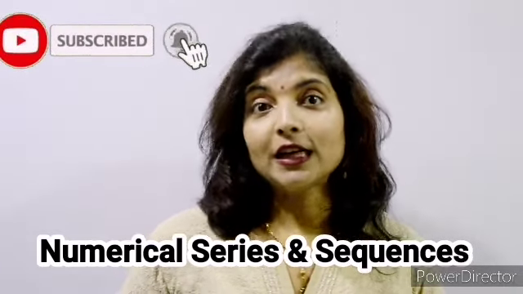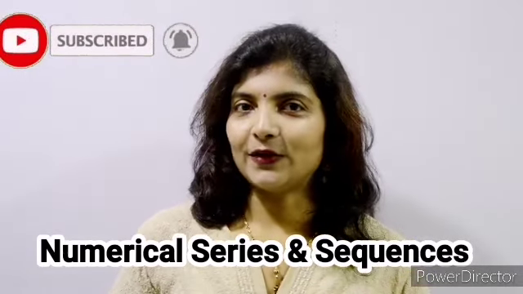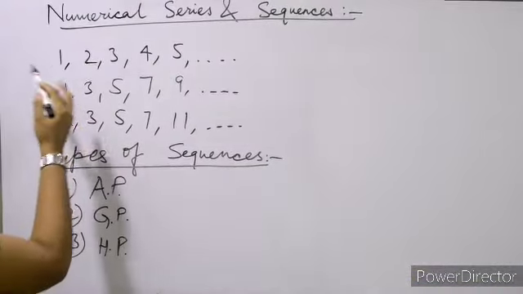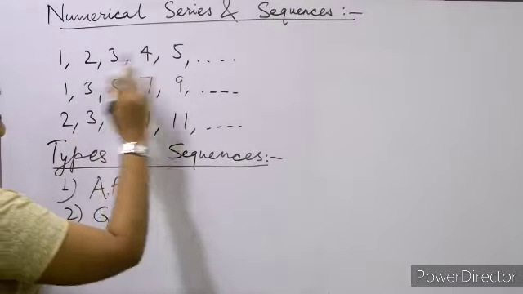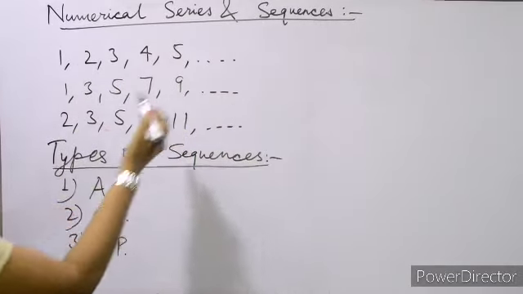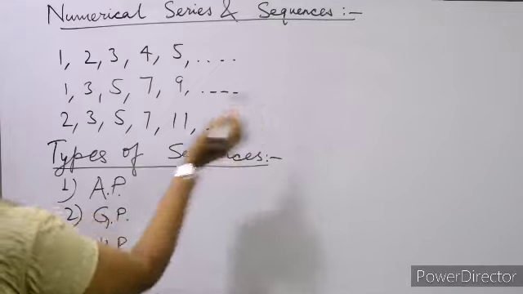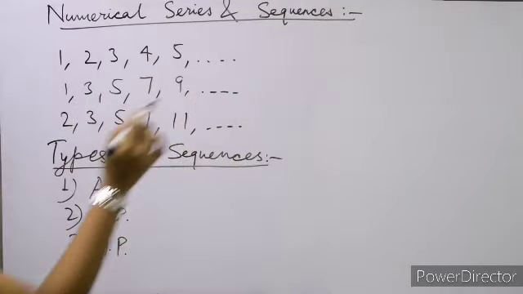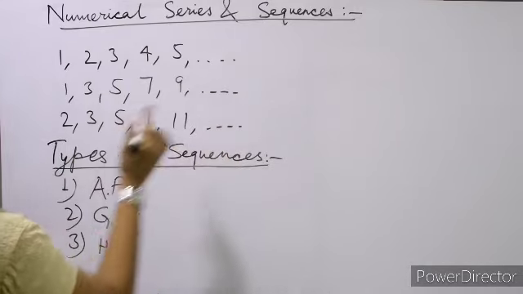We are going to cover numerical series and sequences. In this topic, we'll cover the progression. A sequence is a list of numbers, like 1, 2, 3, 4, 5. This is a natural number sequence. 1, 3, 5, 7, 9, 11, 13 are the odd number sequence.